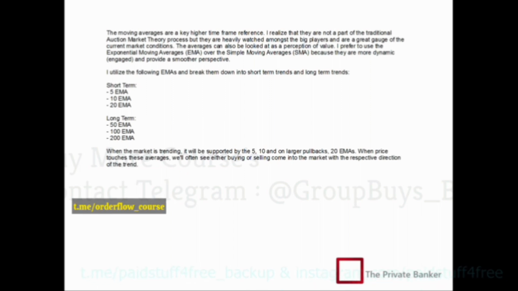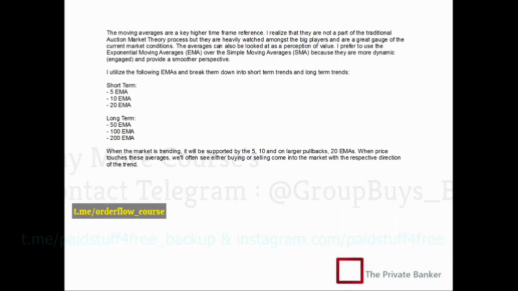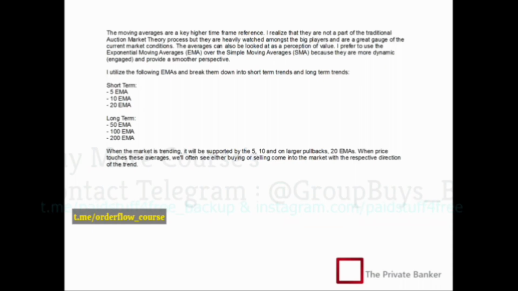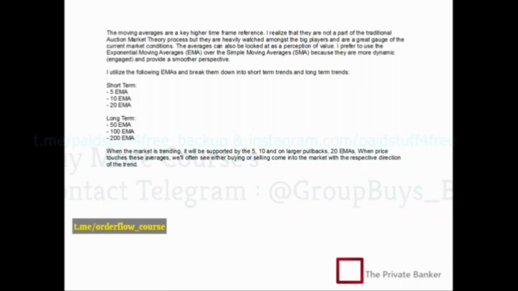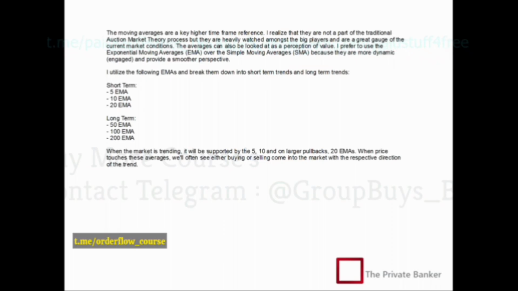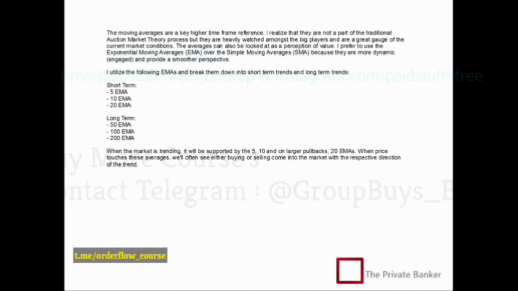So the moving averages are a key higher time frame reference. I realize they aren't within the context of traditional auction market theory, but they're heavily watched amongst the big players and are a great gauge of the current market conditions. The averages can also be looked at as a perception of value. And while speaking of the averages here, I prefer to use the exponential moving average as opposed to the simple moving average, because I feel they're more dynamic, or they're engaged a lot more with the price bars as opposed to the simple moving averages.